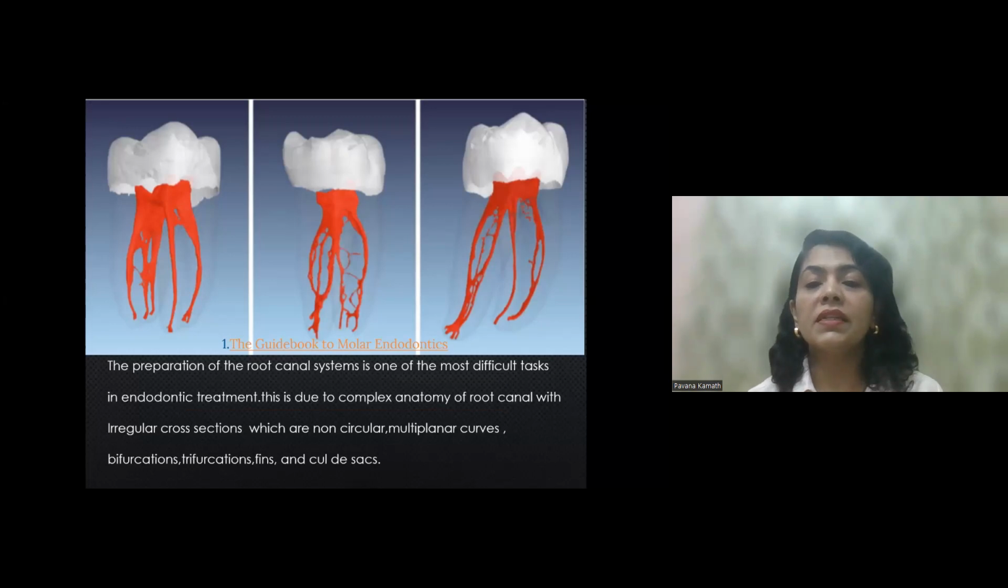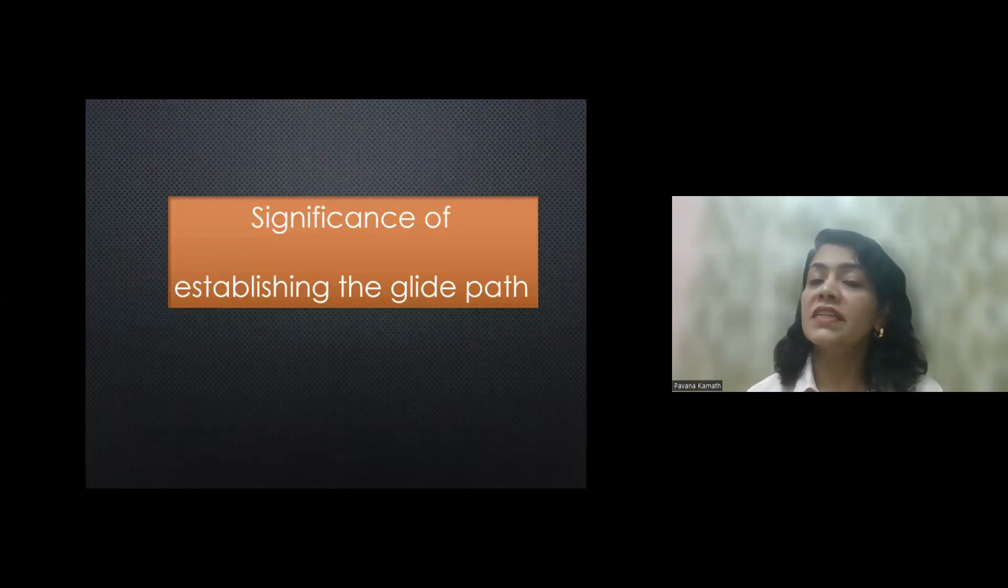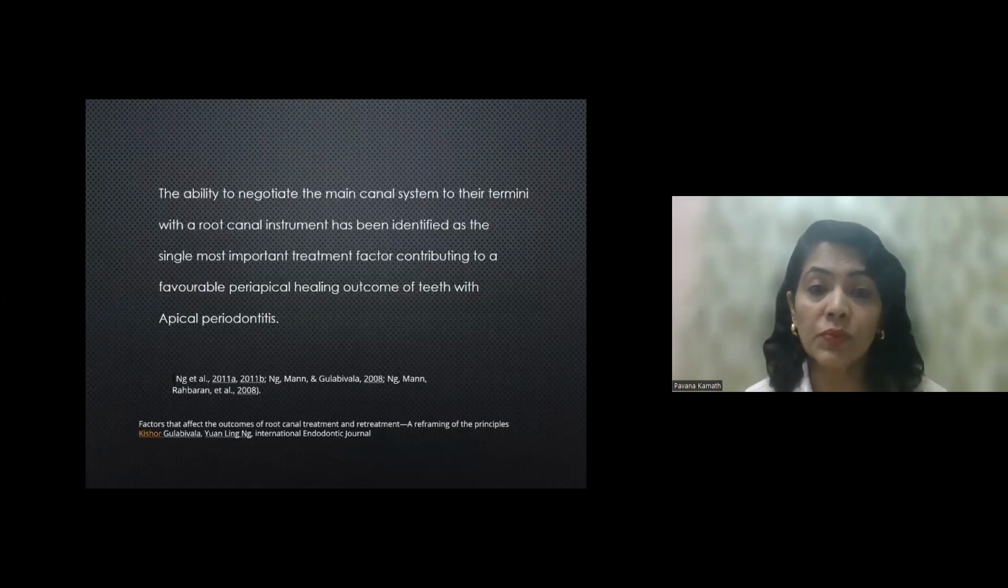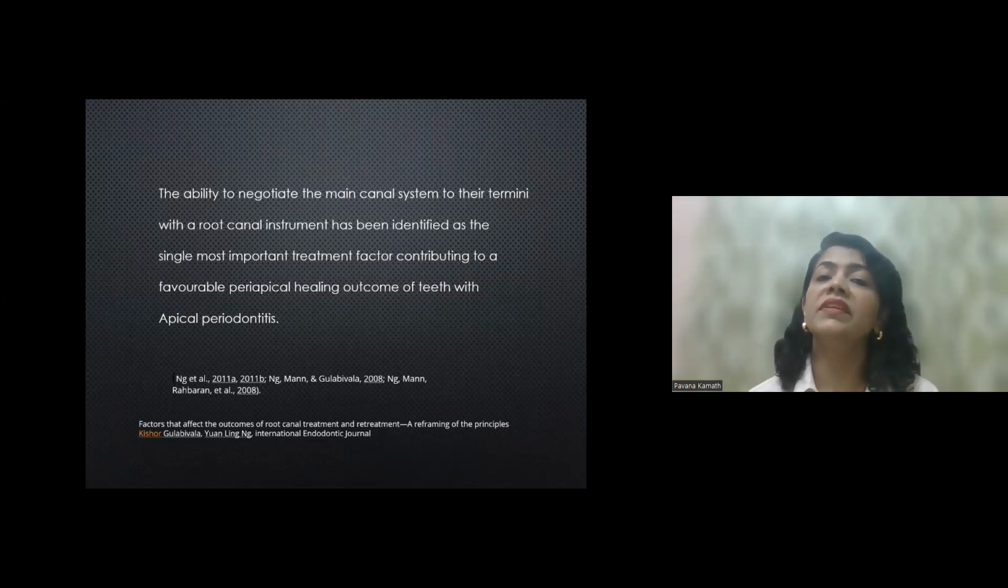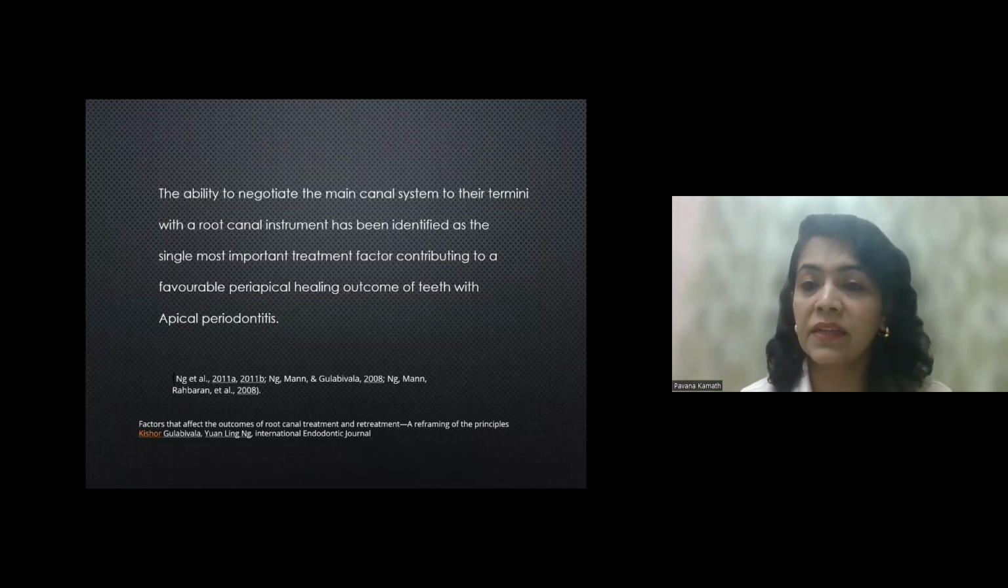Now let us look at the root canal system and its complexity. The preparation of root canal systems is one of the most difficult tasks in endodontic treatment. This is due to the complex anatomy of the root canal with irregular cross sections, which are non-circular, multiplanar curves, bifurcations, trifurcations, fins, and cul-de-sacs. And that is why there is significance in establishing the glide path. The ability to negotiate the main canal system to their termini with the root canal instrument has been identified as a single most important treatment factor contributing to a favorable periapical healing outcome of teeth with apical periodontitis.